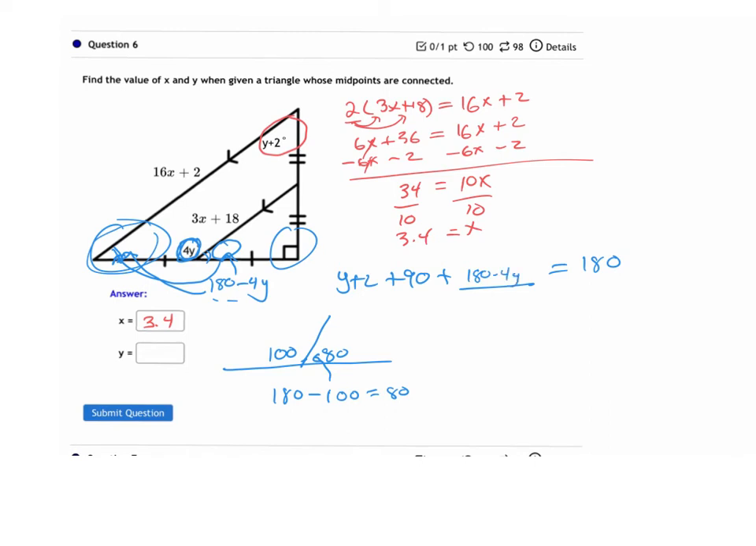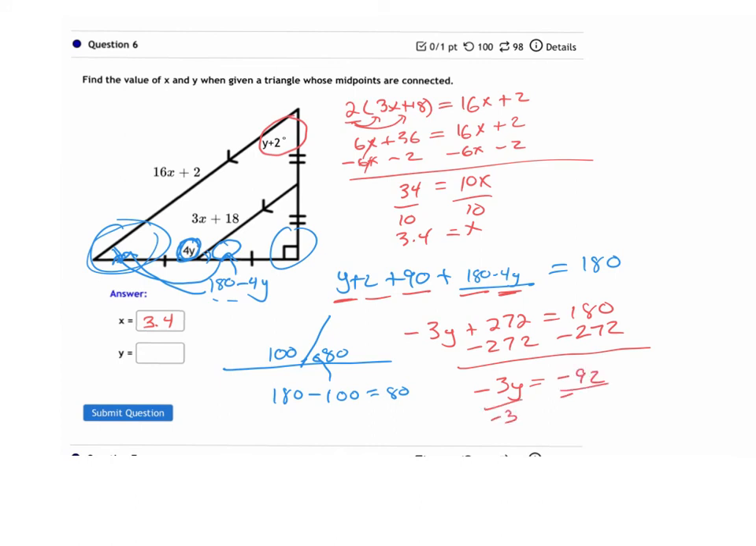Now I can go ahead and combine my like terms. So I'm going to have a positive y and a negative 4y, which will give me negative 3y. I have a 90, 180, and 2. So that's going to end up giving me 272 is equal to 180. So if I subtract 272, we get negative 3y equals negative 92. Divide by negative 3, and we end up with y is equal to 30.67 when it's rounded to 2 decimal places.